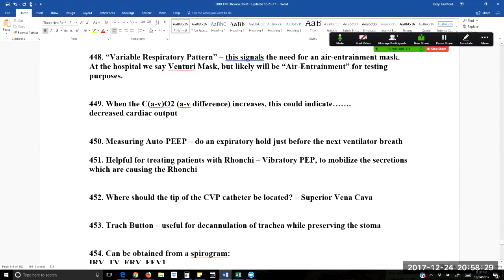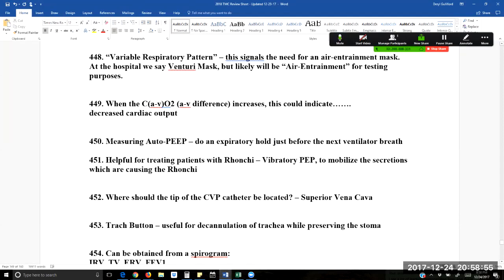When CaVO2, AV difference, increases, that would indicate what? Decreased cardiac output. Okay, folks, that's a duplicate. I recognize that from 50 items ago, but it's an important point. 2 different students told me that they saw that on their test and they needed to know that. So when the AV difference increases, that would be decreased cardiac output.